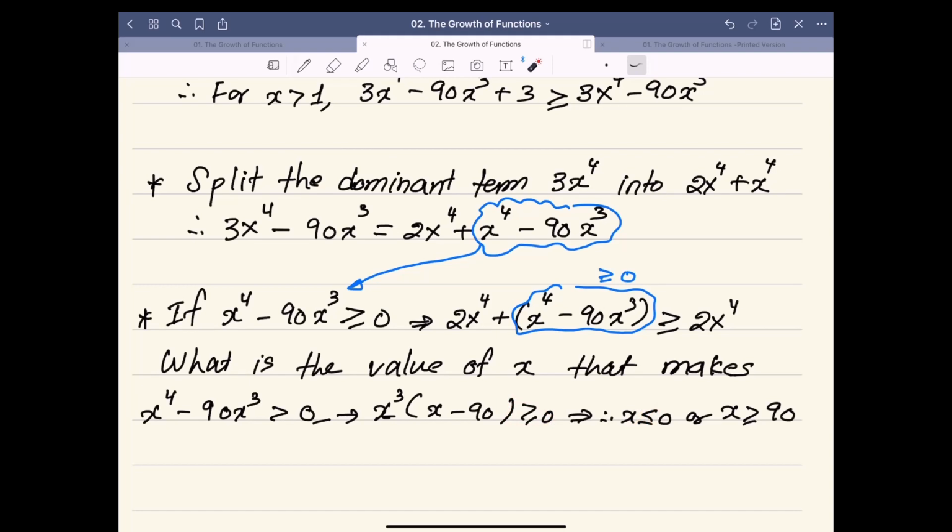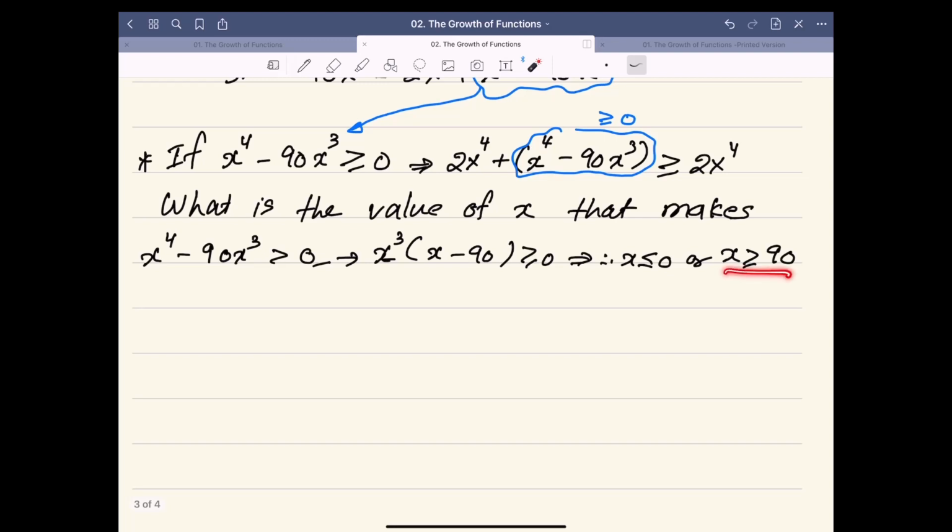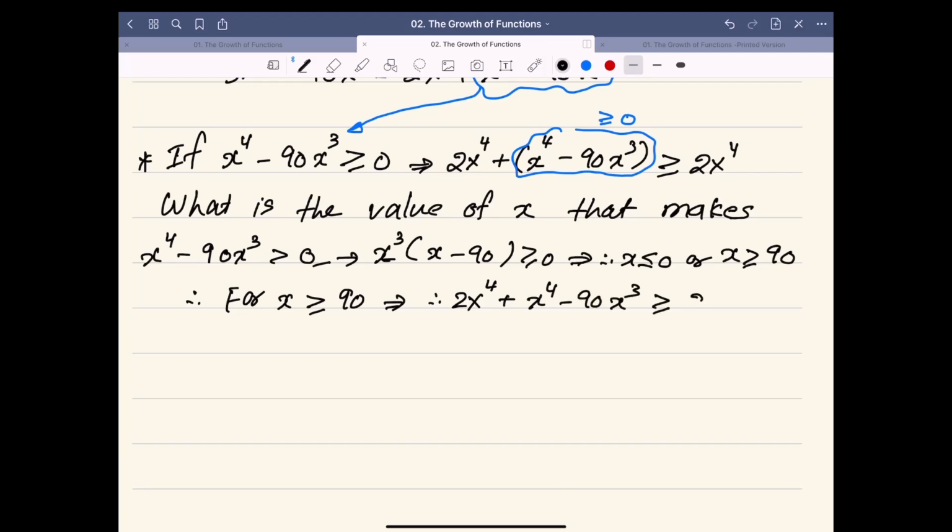Why is it rejected? Because we will consider only x that are greater than or equal to 1, and it's greater than or equal to 90. So we can say that now for x greater than or equal to 90, we will have the following. We will have 2x raised to power 4 plus x raised to power 4 minus 90x raised to power 3 greater than or equal to 2x raised to power 4.